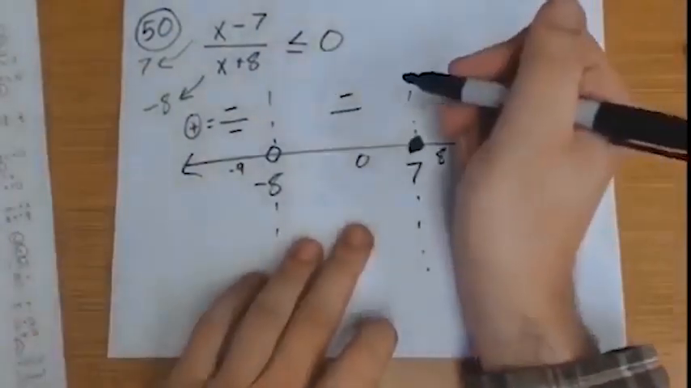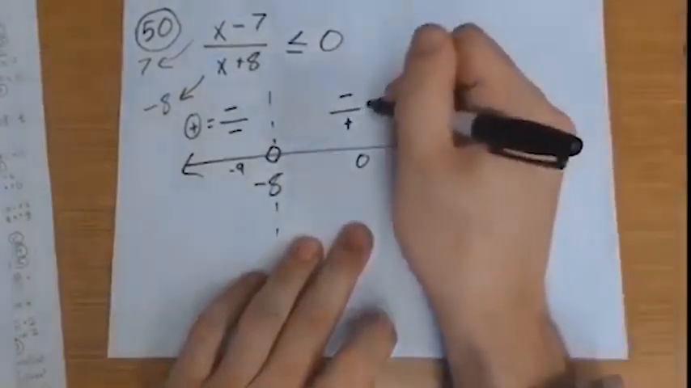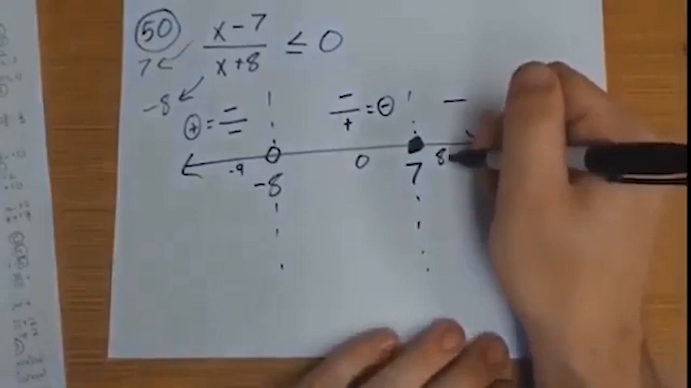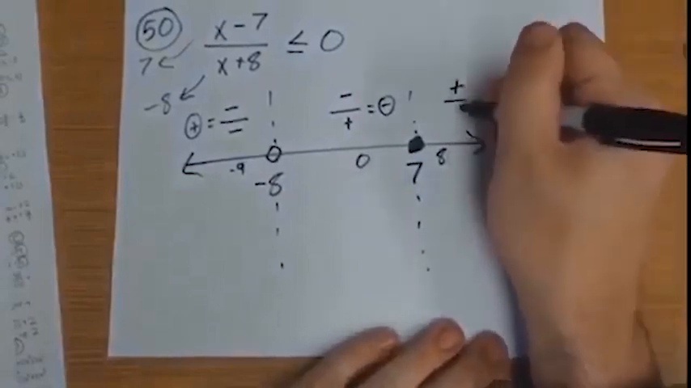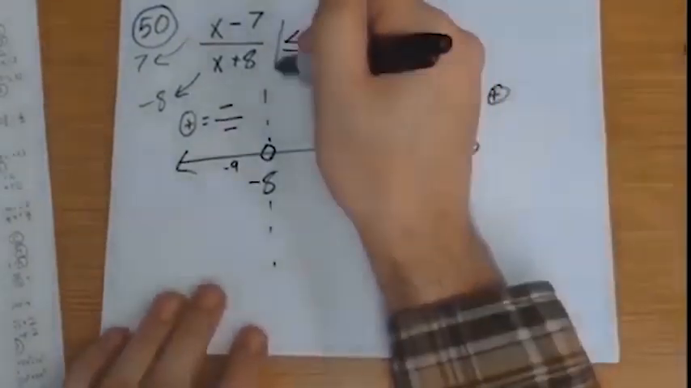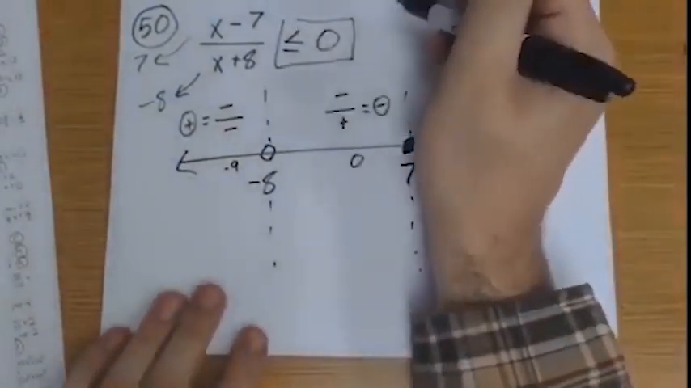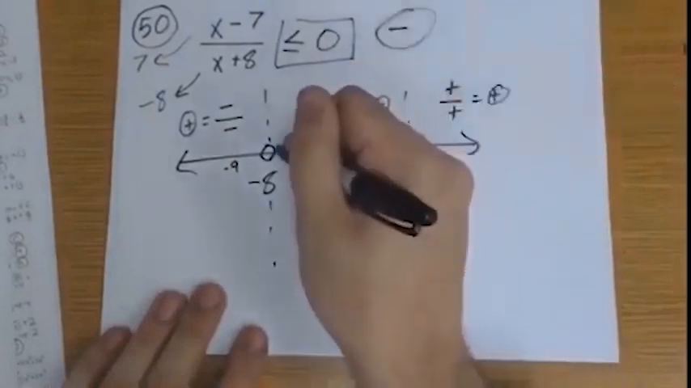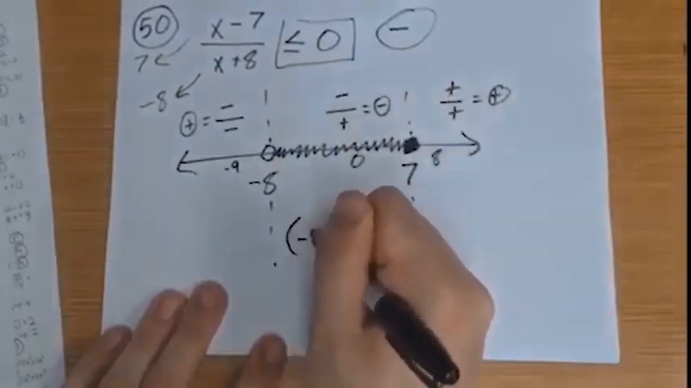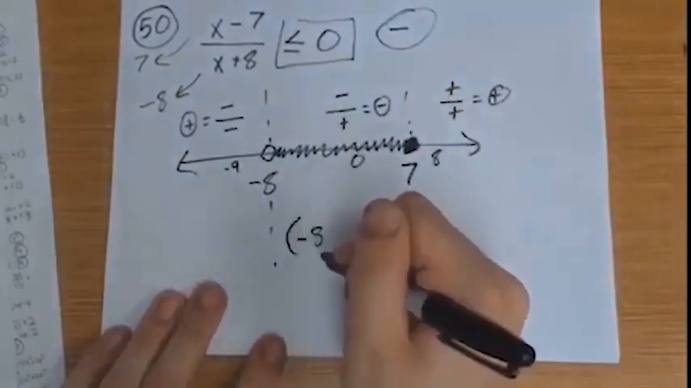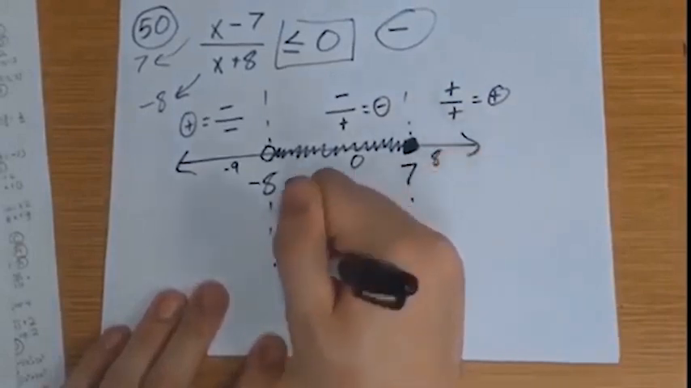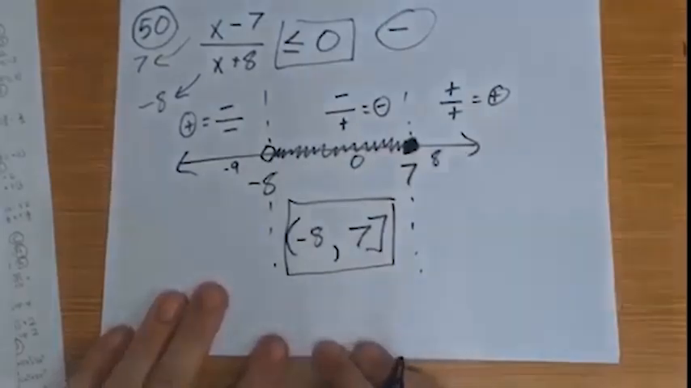Putting in 0, subtracting 7 is negative, adding 8 is positive. This region's negative. Plugging in 8, 8 minus 7 is positive, 8 plus 8 is positive. This region is positive. We wanted less than 0, that means negative. So we're shading in the negative region, giving us an answer of interval negative 8 to 7, not including negative 8, but yes, including 7.